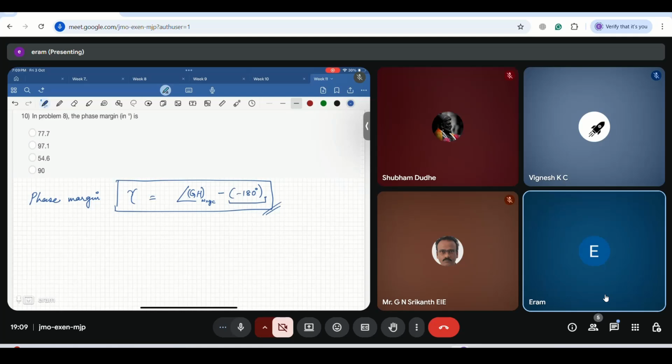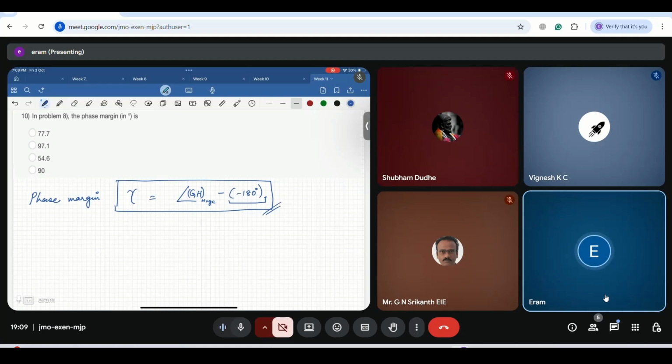So this quantity represents how far you are from minus 180 degrees when your magnitude equals 1. When your magnitude equals 1, you are calculating at gain crossover frequency, and how much at that frequency you are away from minus 180 degrees. So that's how your phase margin is defined. As per definition, this is your formula.